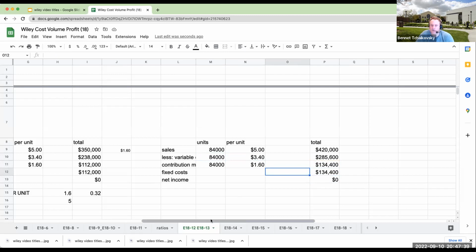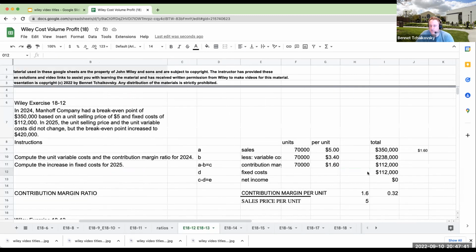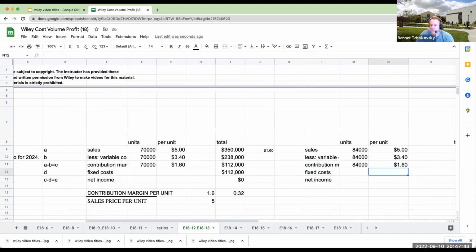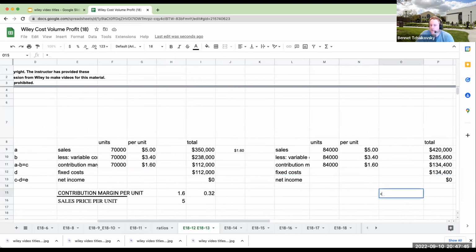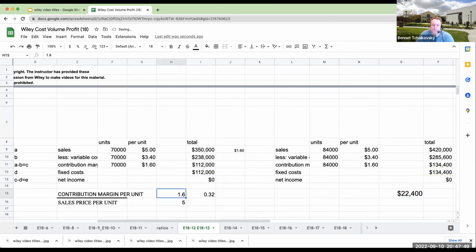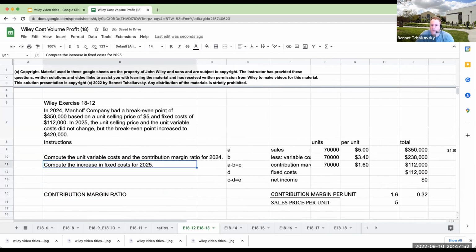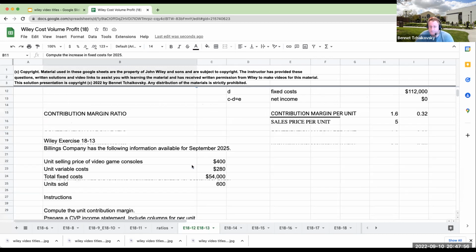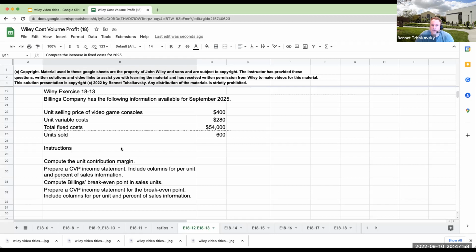So the increase in fixed costs is going to be the difference between 134,400 and 112,000, or 22,400. Okay. So the increase in fixed costs is 22,400, and that is exercise 18-12. Let's go ahead and go to exercise 18-13.